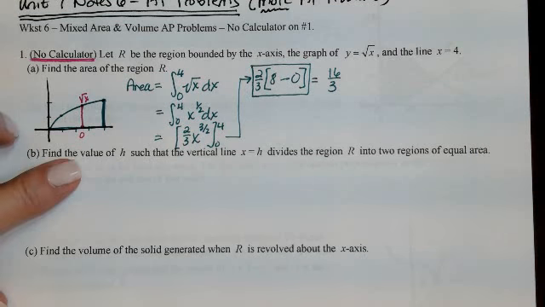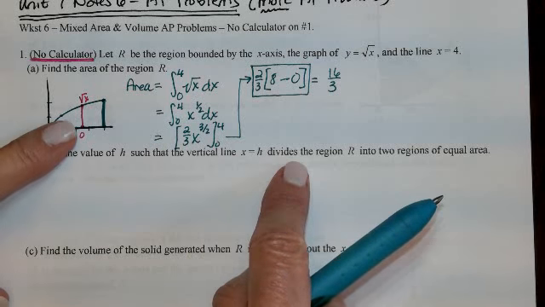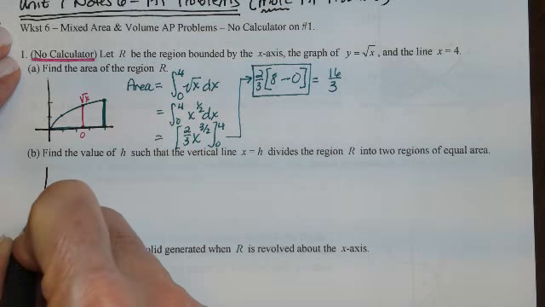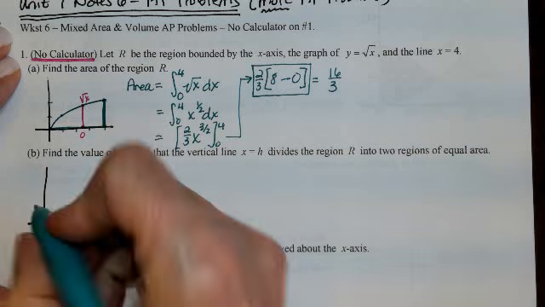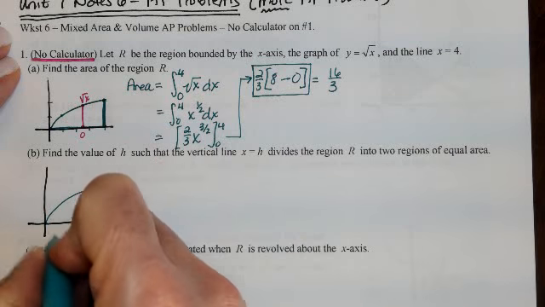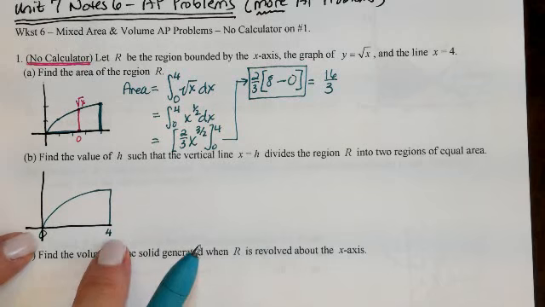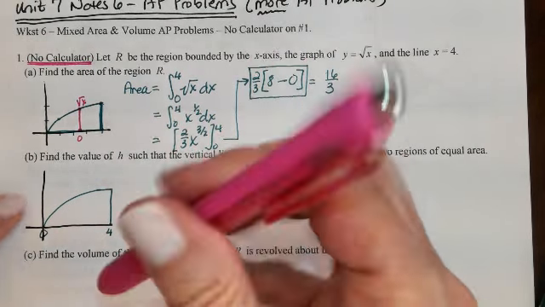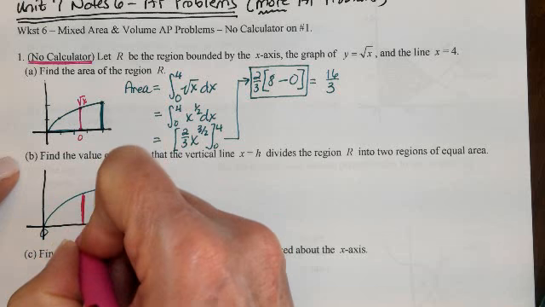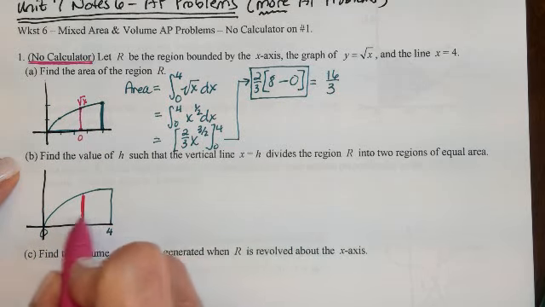All right, part B. Find the value of h such that the vertical line x equals h divides region R into 2 regions of equal area. I'm just going to sketch this graph again just so I have something to mark up here. So that's 4, and they're saying that there's some x value between 0 and 4 such that when we draw that vertical line x equals h, it might be somewhere around there. I'm going to call that h. It divides this region into two regions of equal area.